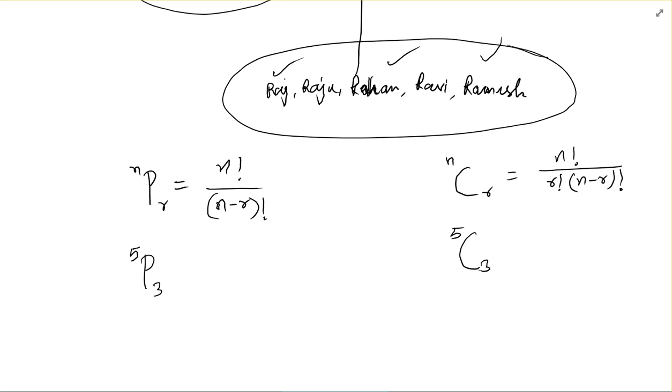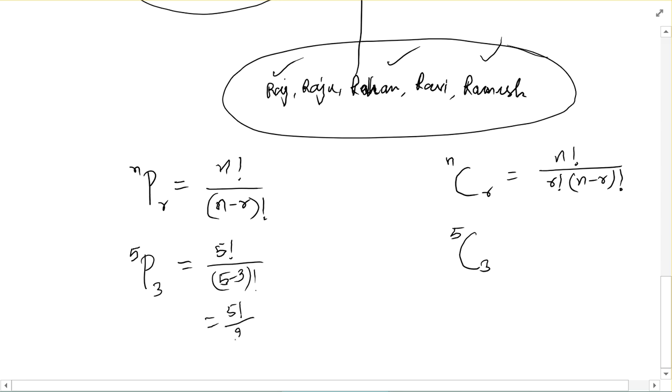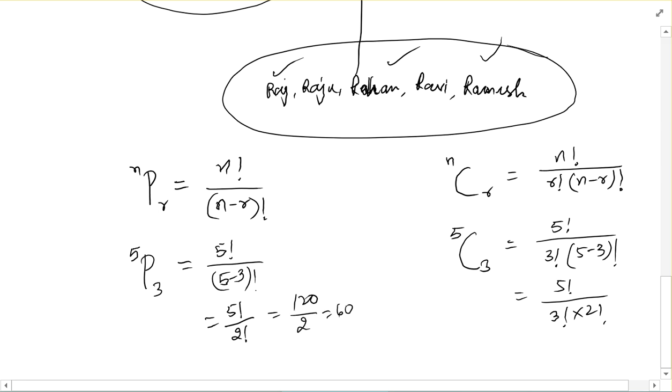What will be 5P3? 5P3 will be equal to 5 factorial by 5 minus 3 factorial, so it will be 5 factorial by 2 factorial. It is 120 by 2, that is 60. And 5C3 is 5 factorial by 3 factorial into 5 minus 3 factorial, so 5 factorial by 3 factorial into 2 factorial. It is 120 by 6 into 2, that is 10. So this is the basic difference. The number of selections is always less than the number of arrangements if n and r are the same.